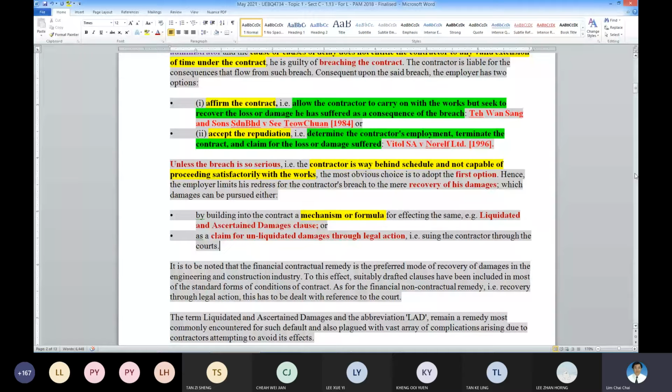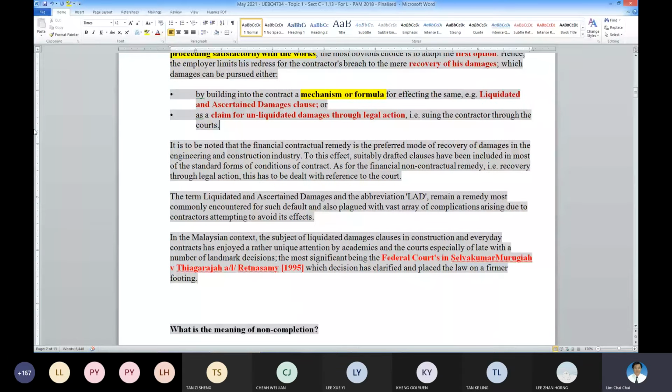Okay. So financial contractual remedy is the preferred mode in the construction industry. That means the type 1. This one is the type 1 remedy.